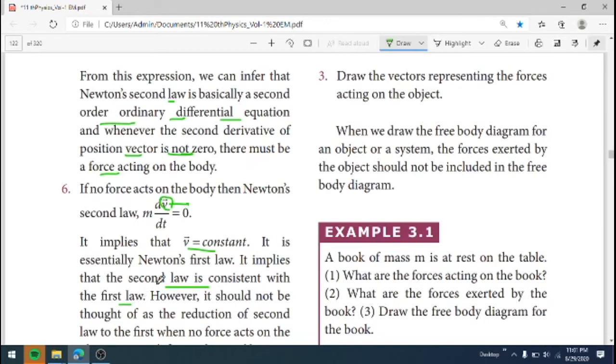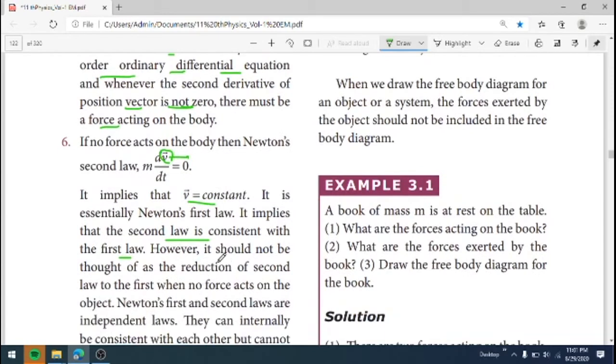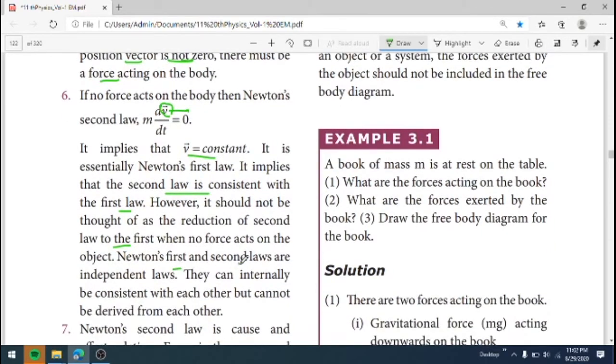Yes, it agrees, doesn't it? But you should not think that the second law is reduced to the first. It should not be the thought of reduction of second law to the first, when no force acts on the object. What they mean here is that Newton's first law and second law are independent, not dependent on each other, but internally consistent with each other, right, and cannot be derived from each other. This is what we call a logical connection. They are logically connected, internally connected, but they are independent.